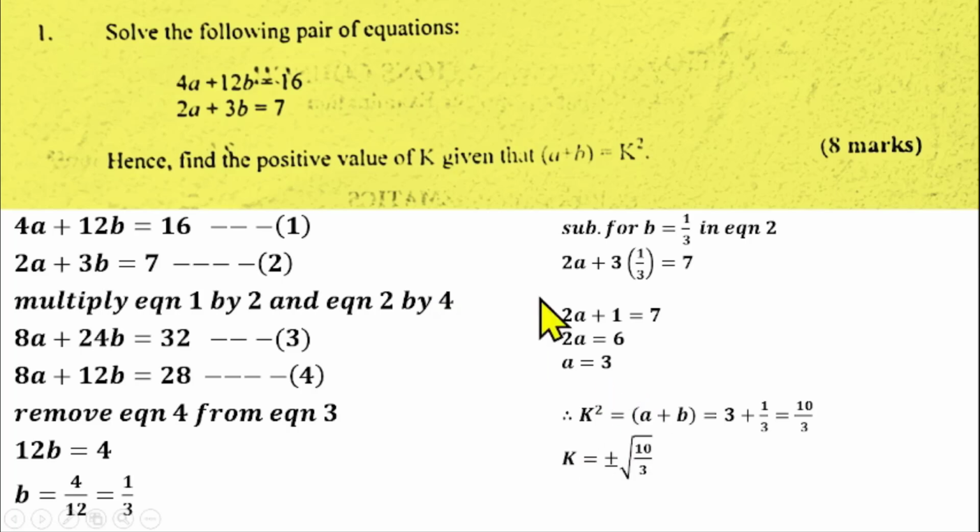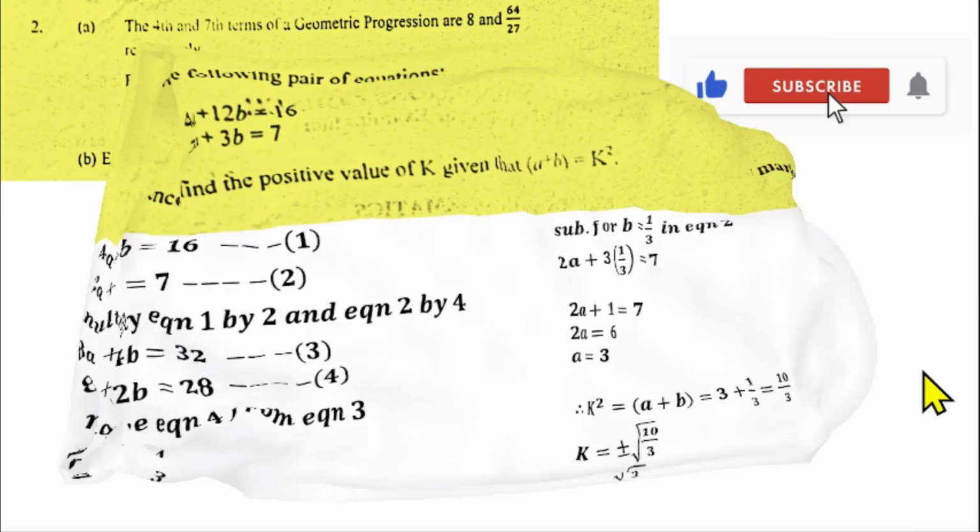Because the question has also defined the positive value, we know that the value of k here is either positive or negative, but we need the positive. So we have k equals square root of 10 over 3. If you like, you can change it to a decimal number by pressing square root of 10 over 3 on the calculator, but I decided to leave the answer in this surd form. So the value of k is square root of 10 over 3, and that's the solution for question number 1.